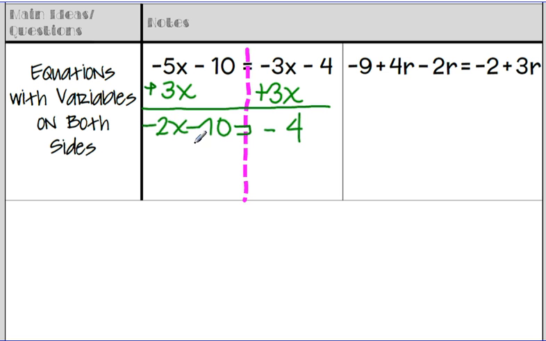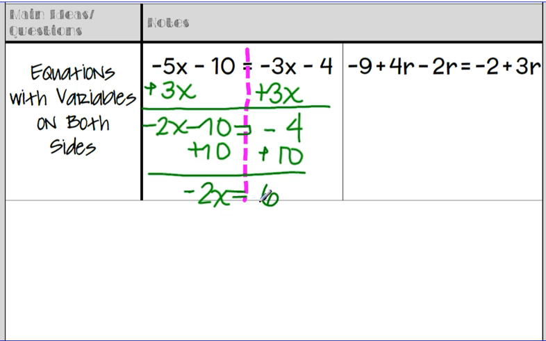So then I'm moving all of my constants to the right. So to get rid of this negative 10, I would add 10 to both sides. And I would have negative 2x equals, and negative 4 plus 10 is a positive 6. When I divide by negative 2, then x equals negative 3. So like I said before, there are a couple of different methods that you can use, but I always like to move my variables first, and I also like to move them to the left and then move my constants to the right. It helps me keep track of that.